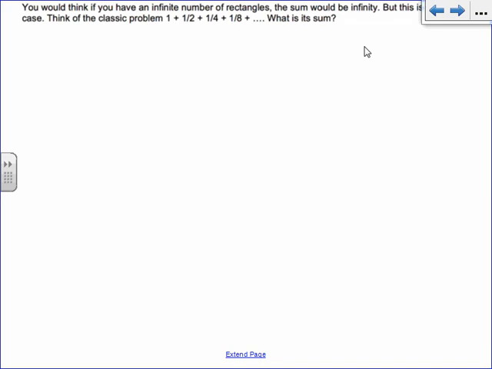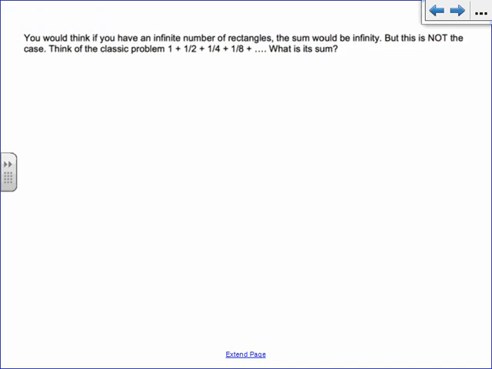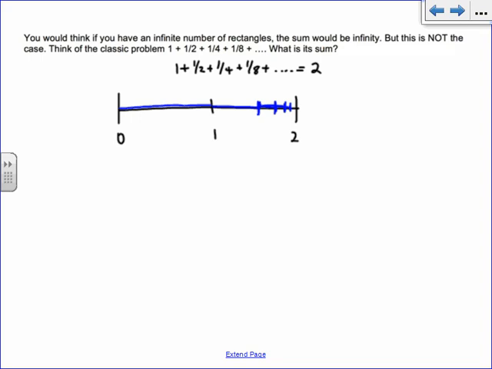So it says you would think that if you have an infinite number of rectangles, its sum would be infinity, but it's actually not. Okay, so you can always think back to the classic example of 1 plus 1/2 plus 1/4 plus 1/8. Okay, so let me show you on the number line what's happening here. So I'll go from 0 to 2. So if I have 1 plus another 1/2 plus another 1/4 plus another 1/8 plus another 1/16, and so on, it's basically going to fill that whole number line up to 2. Okay, so it's going to be like 1.9 repeating, which is actually 2, by using something similar to limits, right? So we end up getting 2 there. So you can have a finite sum with an infinite number of numbers. You just have to make sure those numbers are getting smaller and smaller and smaller, right?